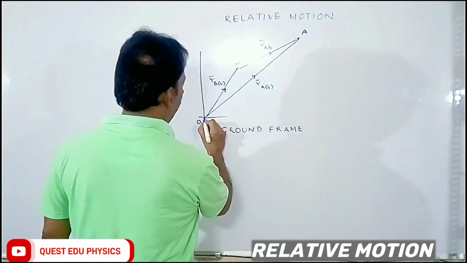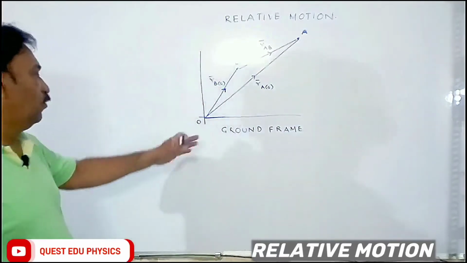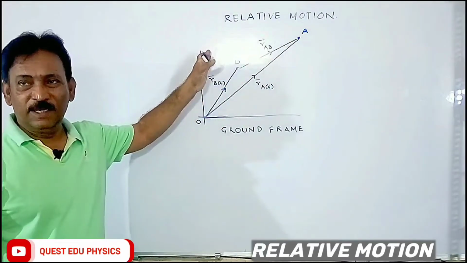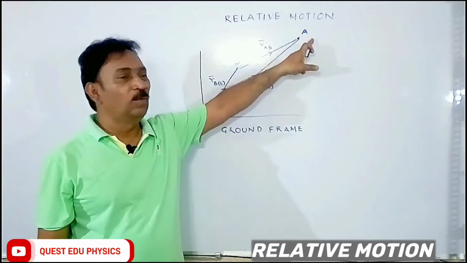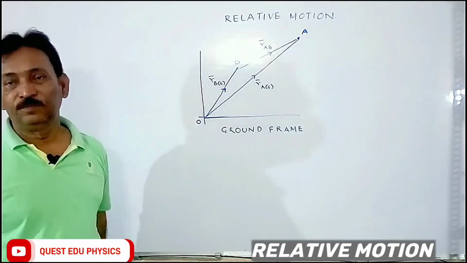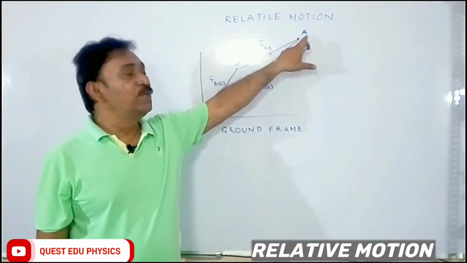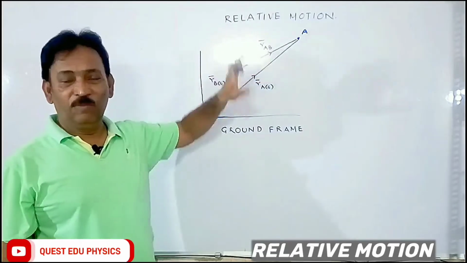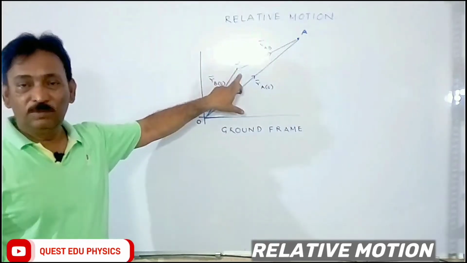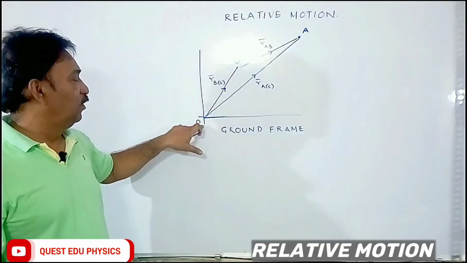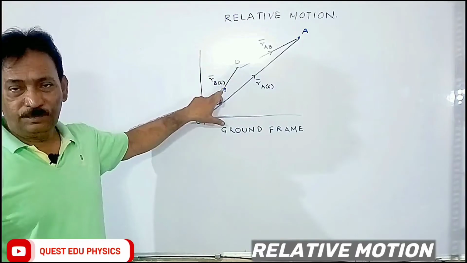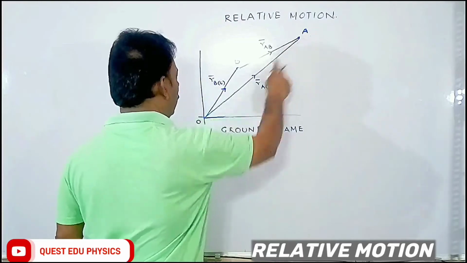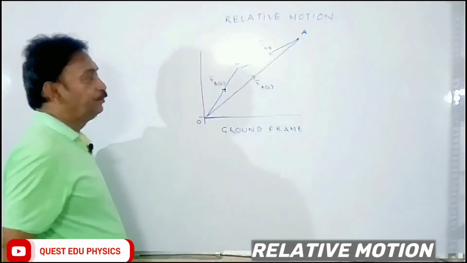I took a frame and said it is the ground frame. Here particle A is here and a body B is there. To understand easily, I said it is the aeroplane, it is the balloon, it is the ground. Here, the position of the aeroplane with respect to the balloon is taken as position vector R of AB. Similarly, the position of the balloon with respect to the ground is shown as R of BG. And the position of the aeroplane with respect to the ground frame is written as R bar AG.